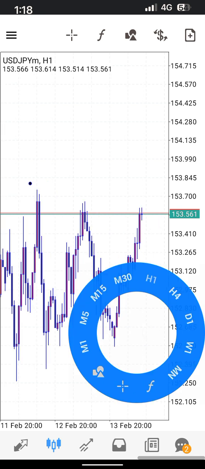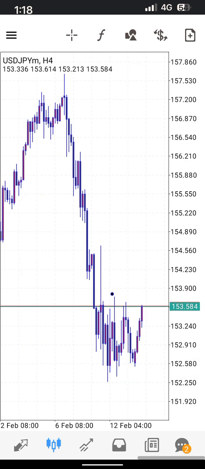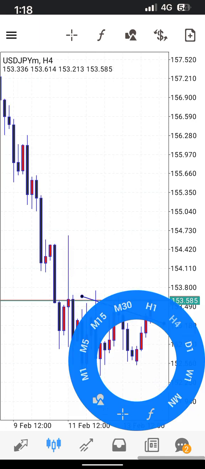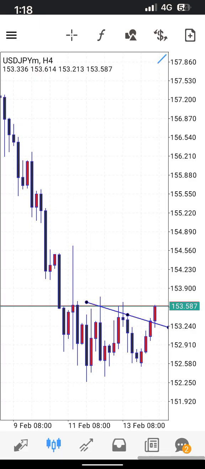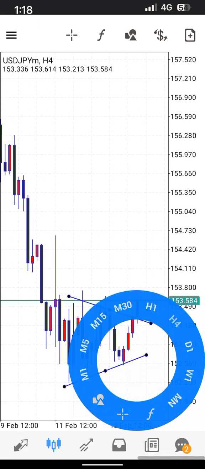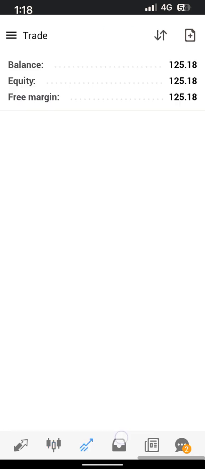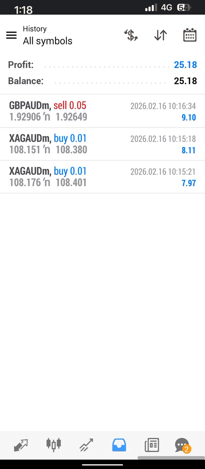So I'll go again to the H4 for USD JPY. So I'll again draw with the trend lines. If you observe, this is the trend lines. Price was resisting, and then we had the breakout, and then we have another lower entry here. So you see that this is a form of the same setup we took on the previous setup that we took on silver.